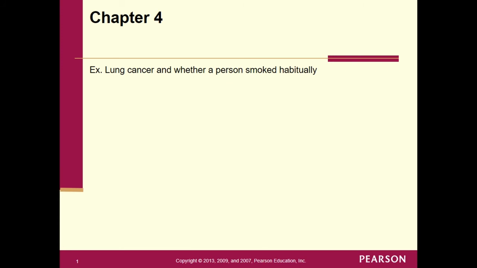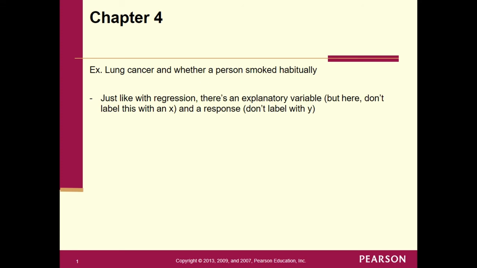All right. So let's say that we had two variables: lung cancer and whether this person smoked habitually throughout their lives. Now, just like with regression analysis, there's going to be an explanatory and a response variable. But remember how we labeled the explanatory with an X? Well, we're not going to do that here. And we're not going to label the response as a Y.